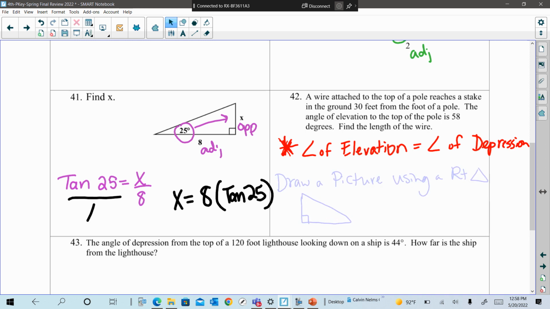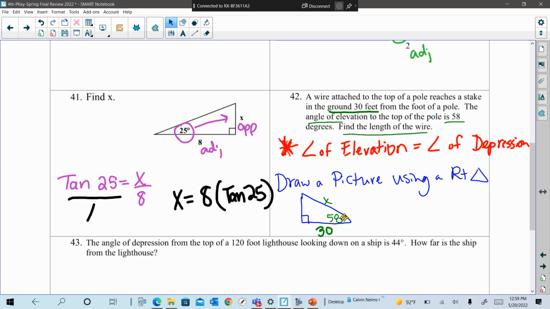So would it always be in the bottom? Yeah, the angle should always be with the horizontal line. So you should have had 58 in the bottom right corner. 30 should be on the horizontal line. The ground is on the bottom. And x is your hypotenuse. Yeah, this is cosine.